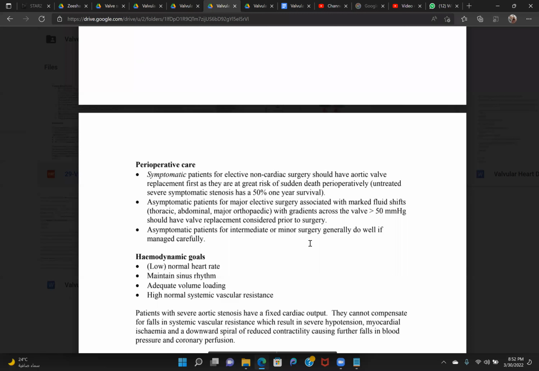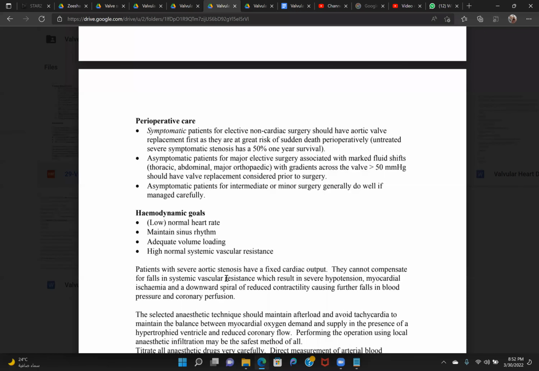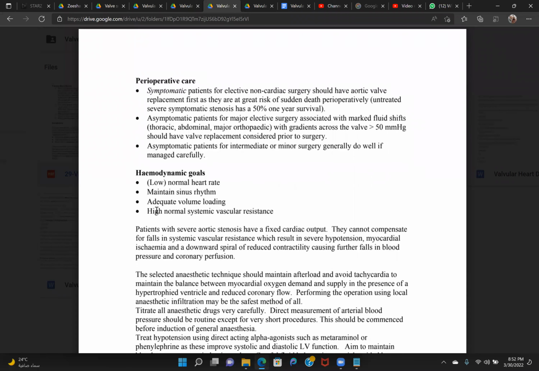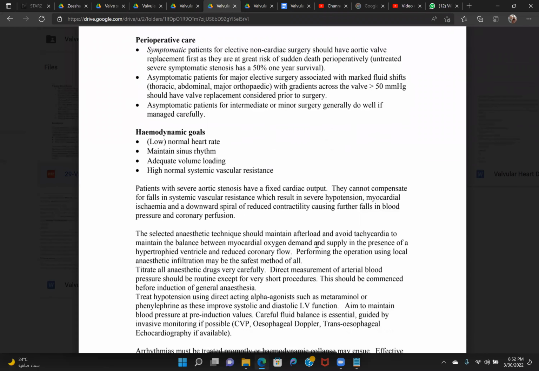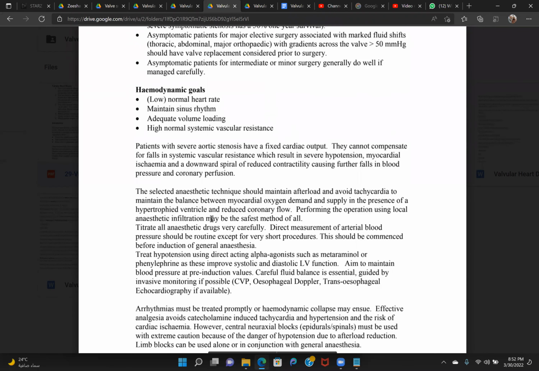Perioperative care is almost the same as what we have discussed: maintain sinus rhythm, adequate volume loading, high systemic vascular resistance. They have written high, but it is better to say that you have to maintain the normal systemic vascular resistance. You don't let it go down. High normal, you can say, you have to maintain it, because if it goes down suddenly, the blood pressure will not be able to be maintained. They have the same fixed cardiac output.